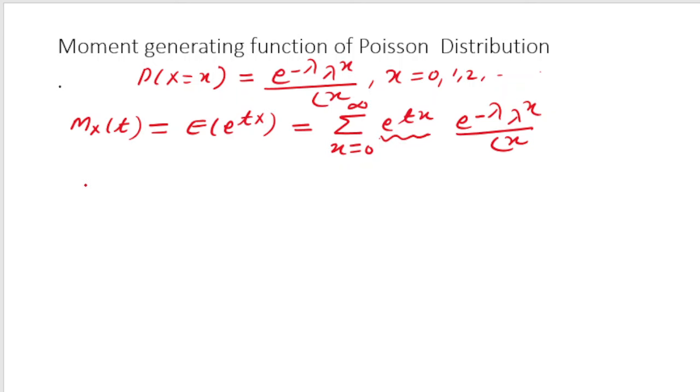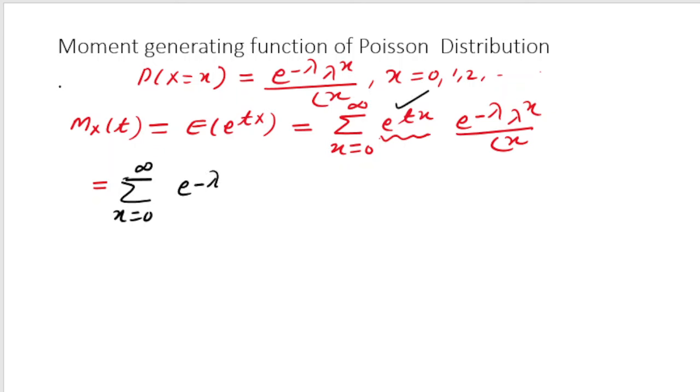Now I have to simplify this. So how to simplify? Let me change the color and be very careful, because they may ask you this question. So x is equal to 0 to infinity, right? Now ladies and gentlemen, you look at this term e to the power minus lambda, which is constant, not depending on x.